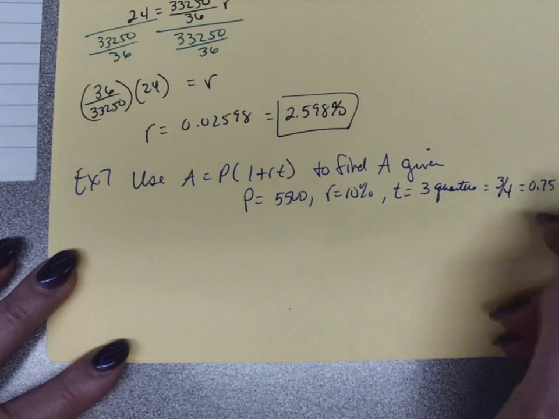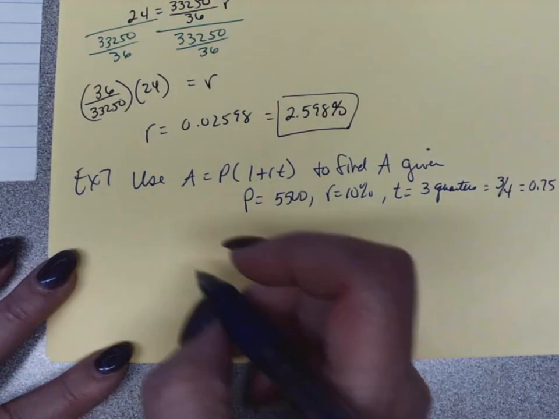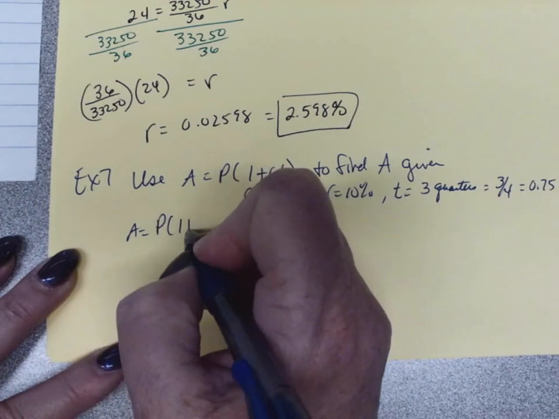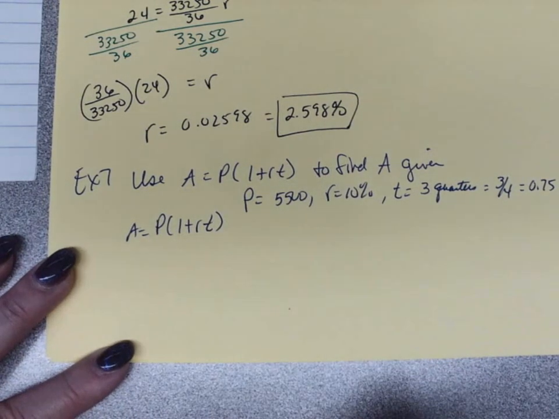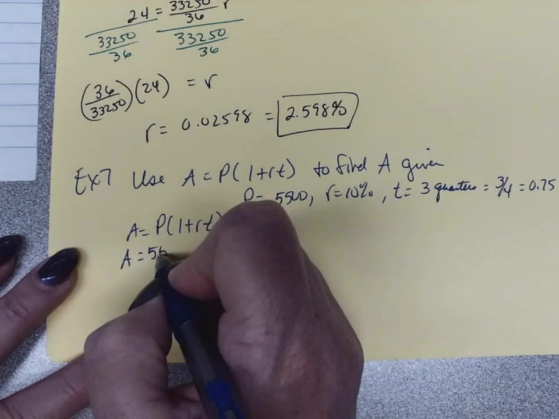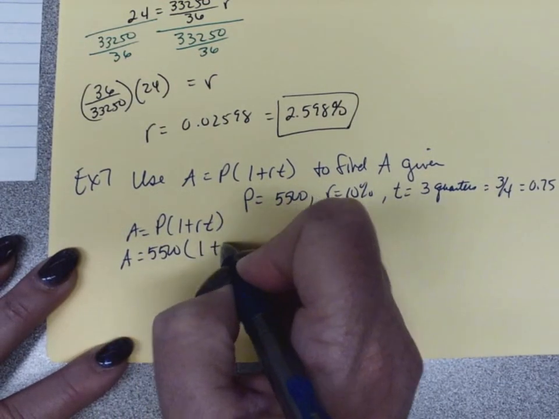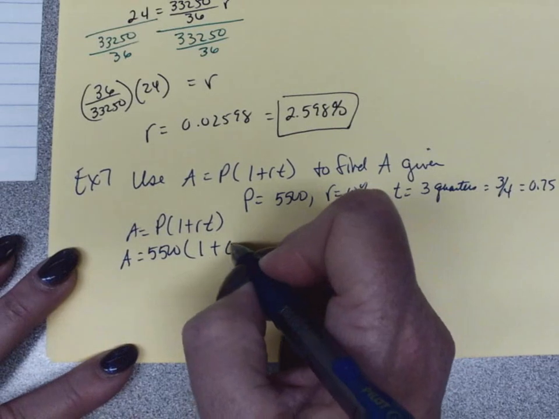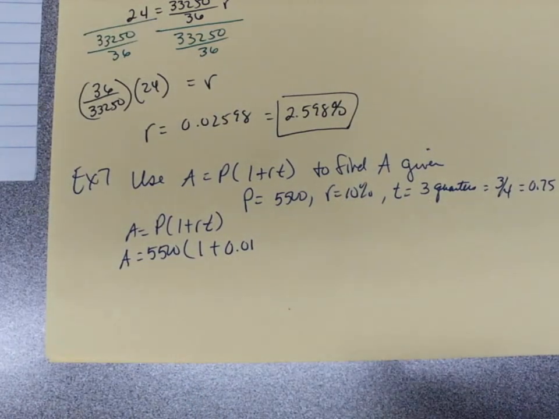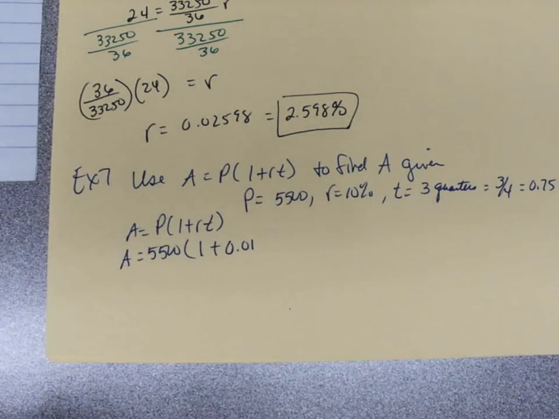It'll probably be easier to use a decimal in this formula. All right, so we have A equal to P times 1 plus RT. So our A is going to be 5,500 times 1 plus our rate, 0.01. Oh, sorry, 0.1. I put too many zeros in there.